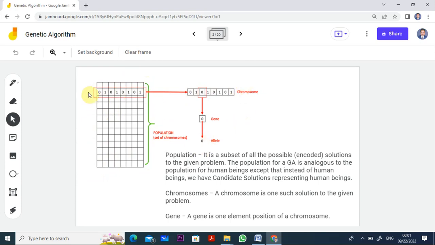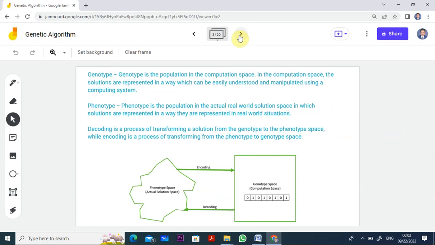Now what is the gene? Out of this chromosome, suppose I select one cell only, this I call the gene. You can see the chromosome here: 0, 1, 0, 1, 0, 1, 0, 1. Out of that I am selecting only this cell, the entire cell I call a gene. Inside the gene some value is there, somewhere 0, somewhere 1, and this is called the allele. These are the very fundamental notations we are using in our genetic algorithm. Coming to the next slide, we sometimes confuse genotype and phenotype.